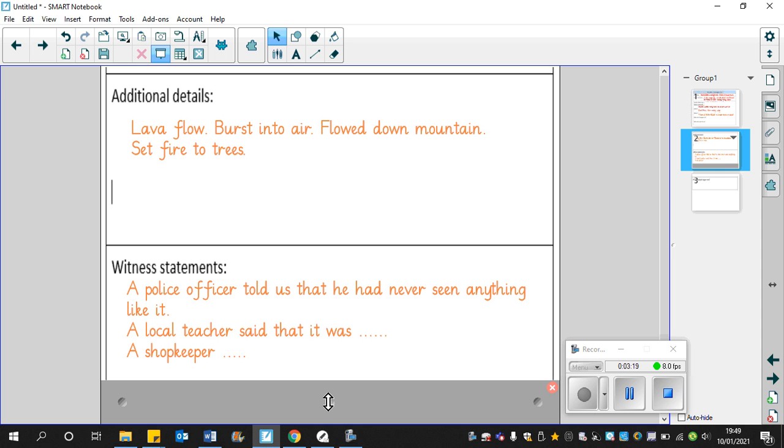So do the additional details part of your planning sheet and the witness statements part of your planning sheet. And we're going to finish the video now.